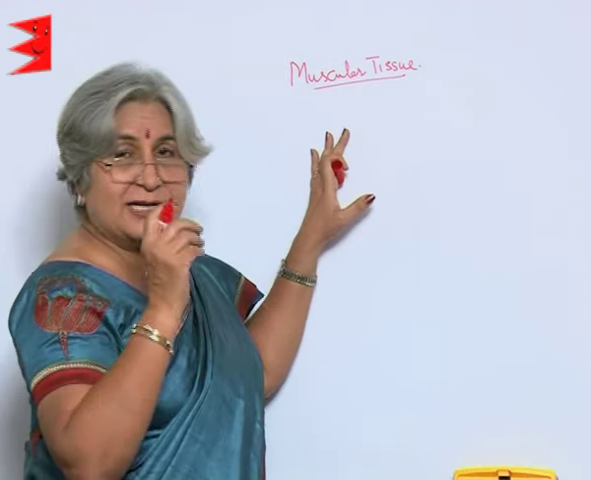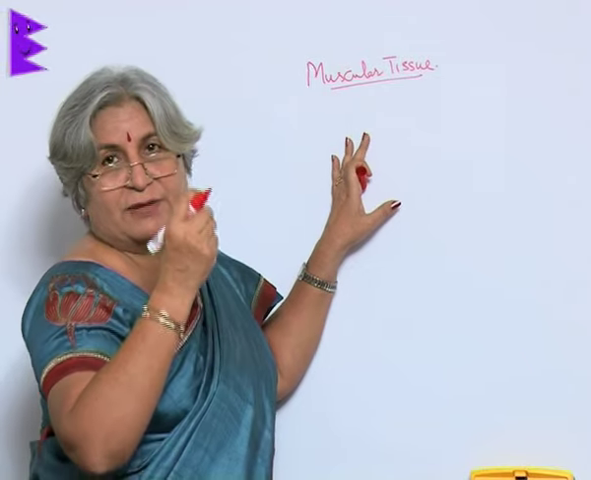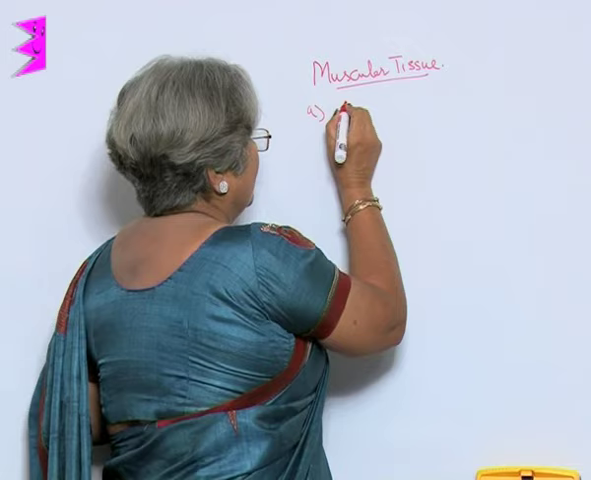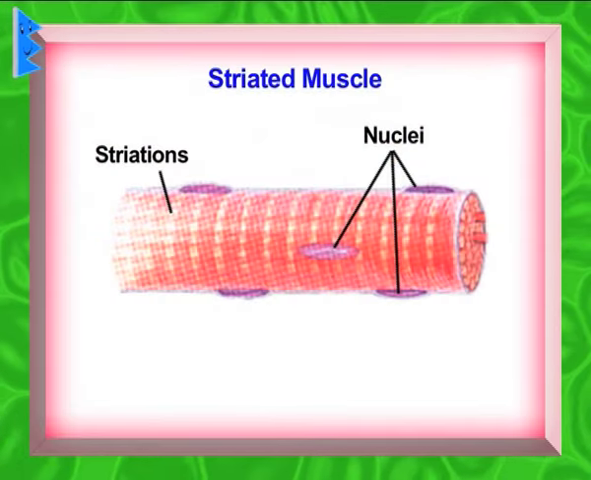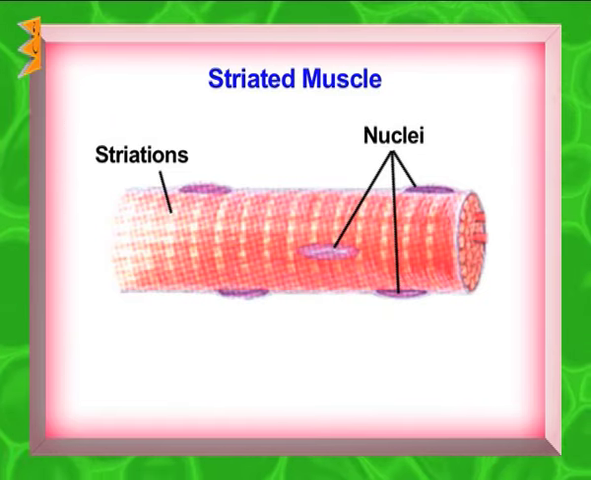Now, there is a special type of muscular tissue which is for voluntary movement. Actually, muscular tissue can be of three types. The first one is the striated muscles. Now, these muscles are long and cylindrical.